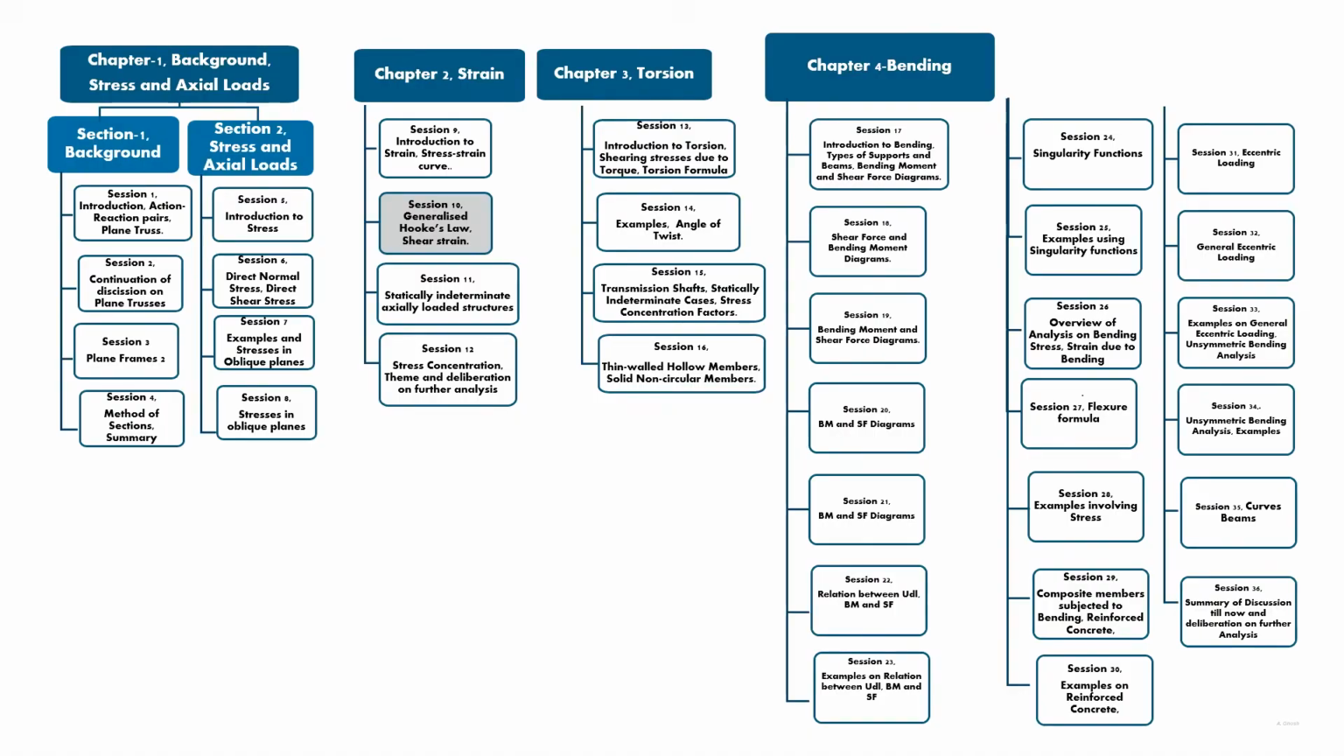This map gives us a glimpse of where we are in the overall context. We are in chapter 2 and in second session where we discuss strain and the relationship between strain and stress. We now discuss Poisson's ratio.